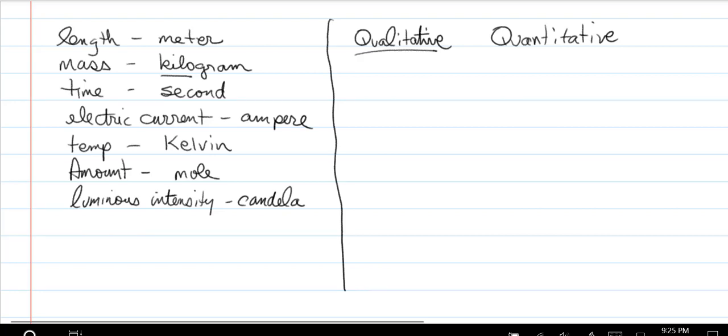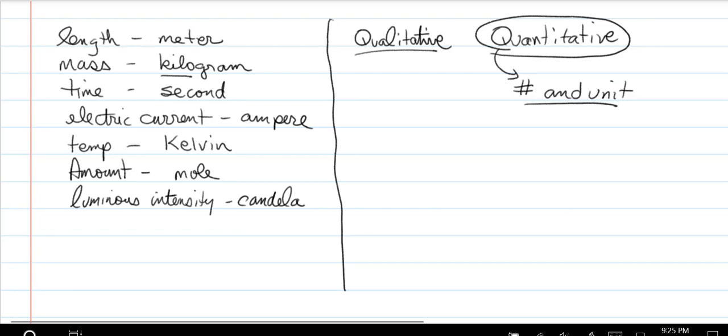That's a nice picture. There's a lot of people in this room, that type of thing. Whereas a quantitative observation includes a number and a unit, which in effect is a measurement. Okay? A measurement has to include a number and a unit.